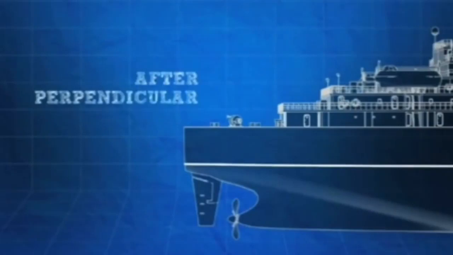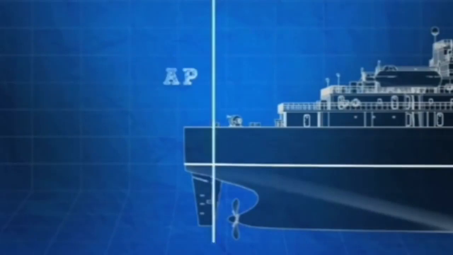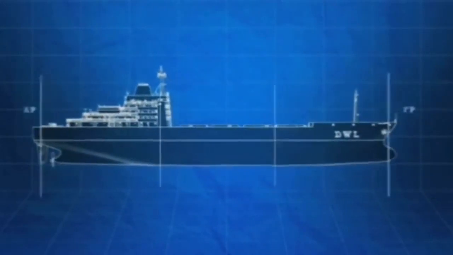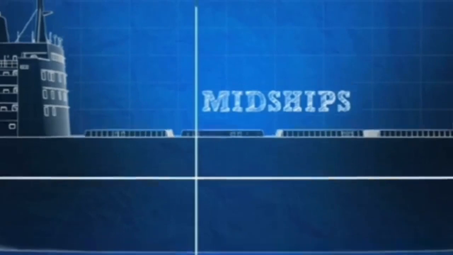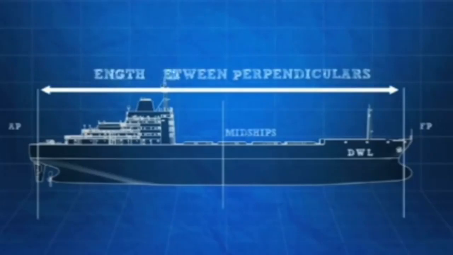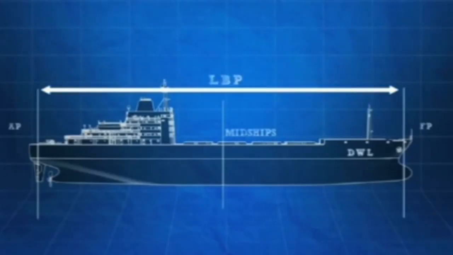The after perpendicular, or AP, is a vertical line drawn at the intersection of the design waterline and the aftmost point of a ship's hull. For most commercial vessels, this is generally where the rudder post is located. Midships is the horizontal point halfway between the forward and aft perpendiculars, and the length between perpendiculars, or LBP, is the total horizontal distance between the forward and aft perpendiculars.